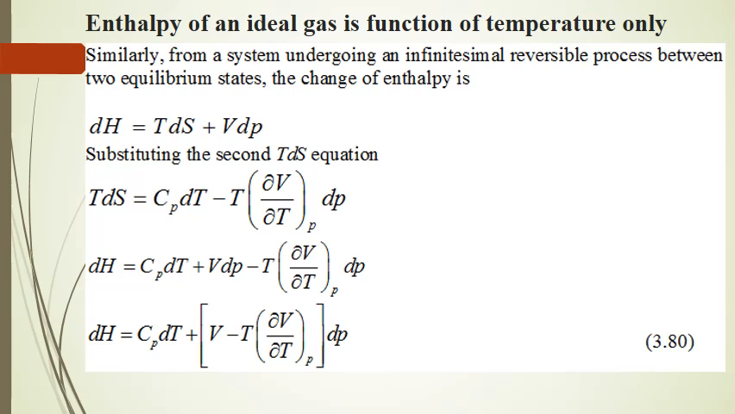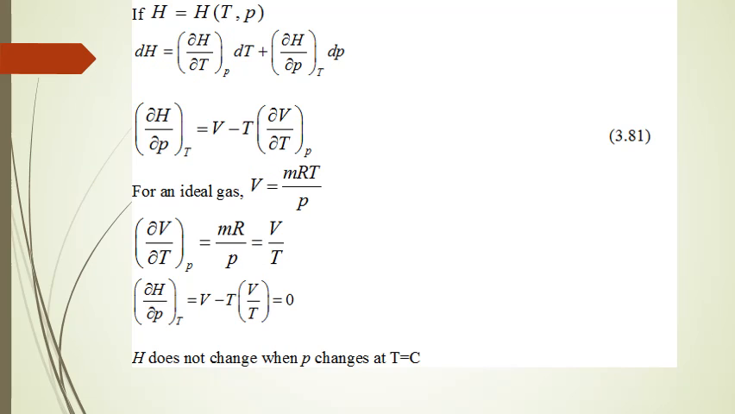So substituting this second TdS equation in the above equation, we get dH is equal to CpdT plus VdP minus T into del V upon del T when pressure is constant into dP. So we obtain dH is equal to CpdT plus V minus T into del V upon del T when pressure is constant into dP. Now if enthalpy is a function of temperature and pressure, we can say dH is equal to del H upon del T when pressure is constant into dT plus del H upon del P when temperature is constant into dP.